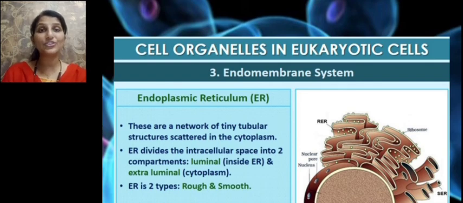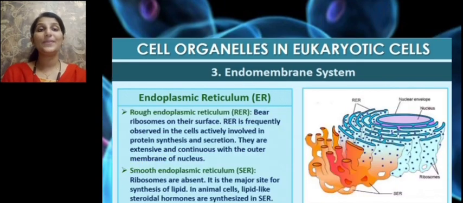It differentiates the intracellular space into two, that is the luminal space and the extraluminal space. What is this luminal space? It is the region which is seen inside the endoplasmic reticulum, and the extraluminal region is the region which is seen outside the endoplasmic reticulum, that is the part of the cytoplasm. Now there are two types of endoplasmic reticulum: the rough endoplasmic reticulum and the smooth endoplasmic reticulum.